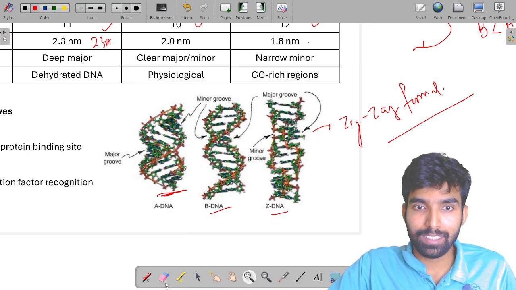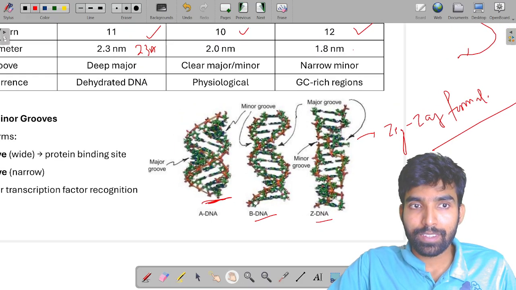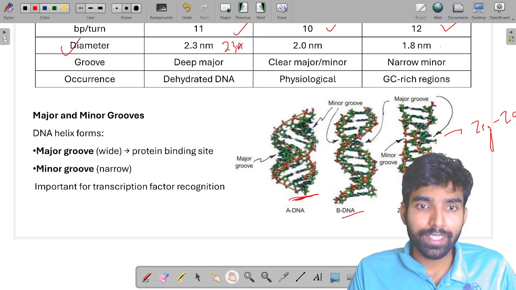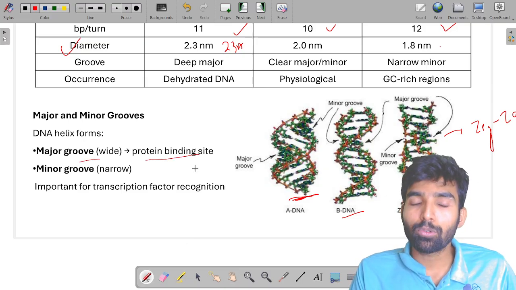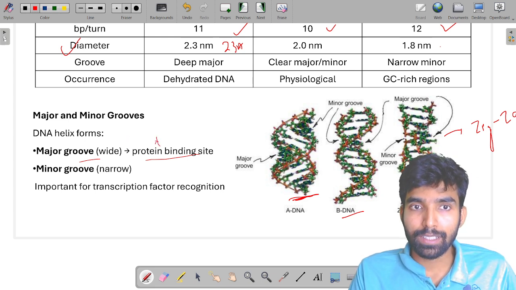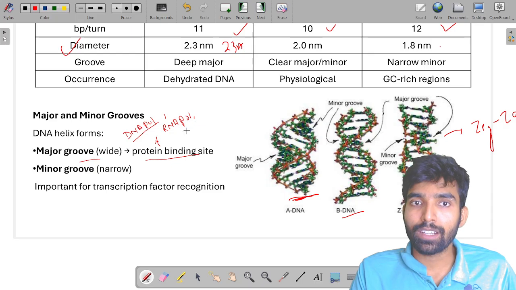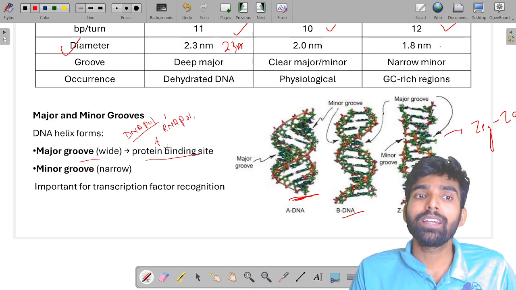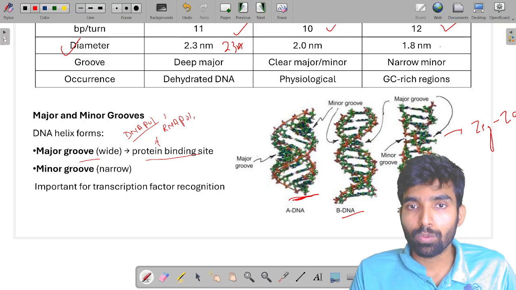See, here I have mentioned the grooves. DNA has majorly two grooves. One is the major groove. That major groove is the protein binding site. Protein binding means all the DNA polymerase during replication, all the RNA polymerase, all different kinds of transcription factors, different kinds of repairing mechanisms, everything can bind here in the major groove.